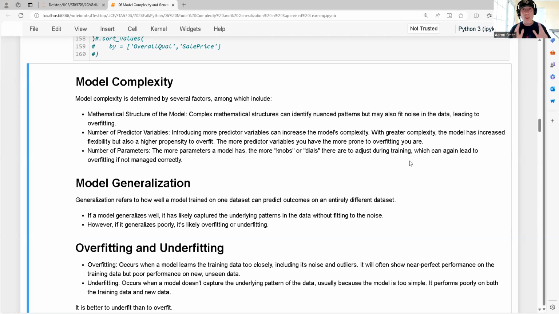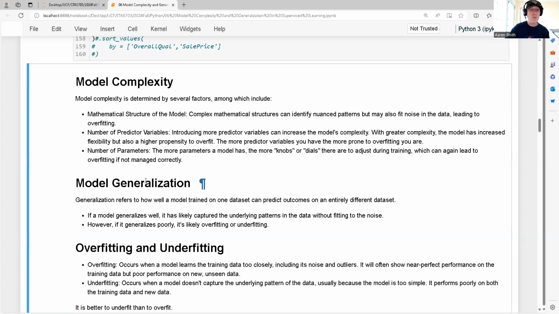So everything that I do, if I increase the number of parameters in some way, I increase the number of predictors, again, more complicated model, I can pick up more nuance in my data, but I can overshoot that mark. And it's going to be better to underfit than overfit.